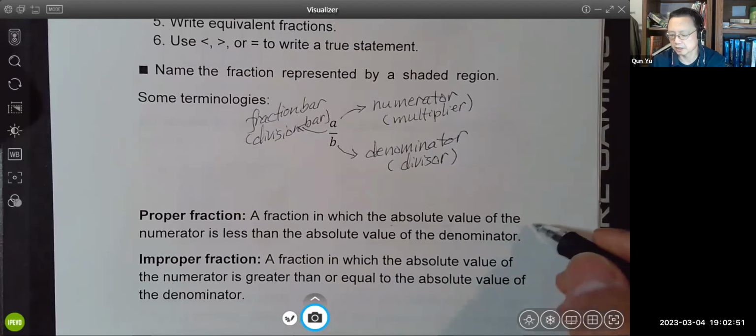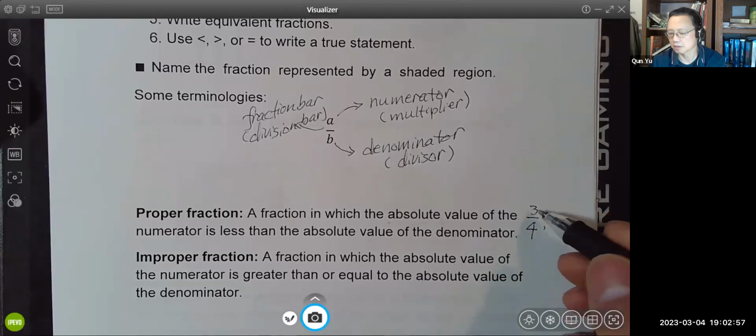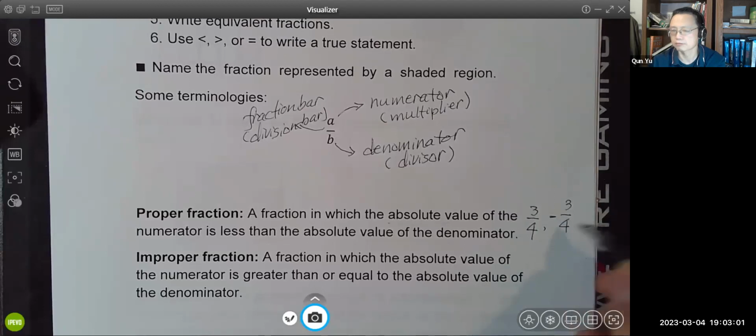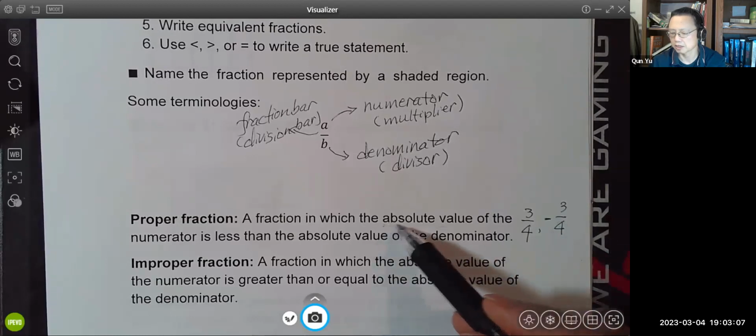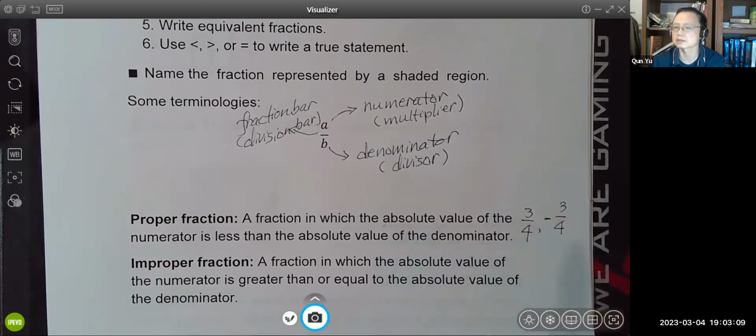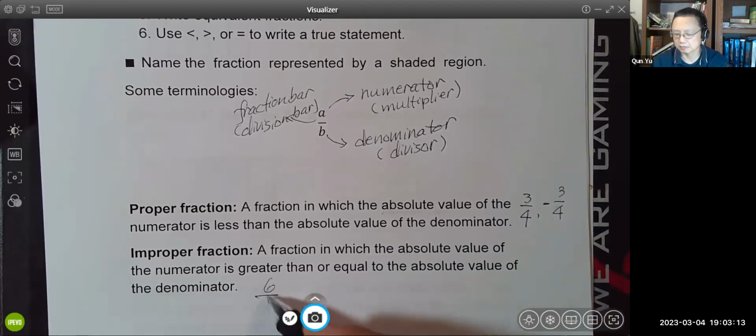Let me give you an example. So this is the example of a proper fraction. The number on the top is smaller than the number on the bottom. And this is also a proper fraction. The number on the top is smaller than the number on the bottom. We are talking about absolute value, we ignore the sign. Okay. And how about this?